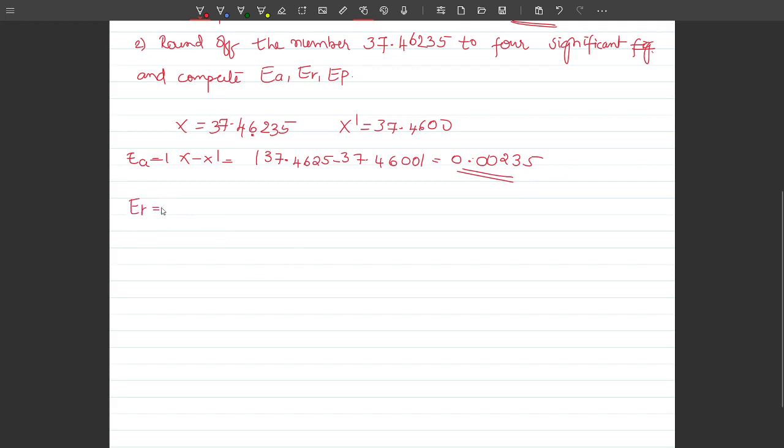Now let us calculate ER, that is the relative error. So ER, the formula is mod x minus x bar divided by x. So you have x minus x bar, it's already calculated, 0.00235 divided by your x, not x bar, x, that is 37.46235. So you'll get 6.27 into 10 to the power minus 5. This is your answer.